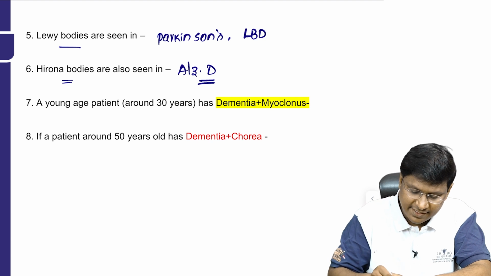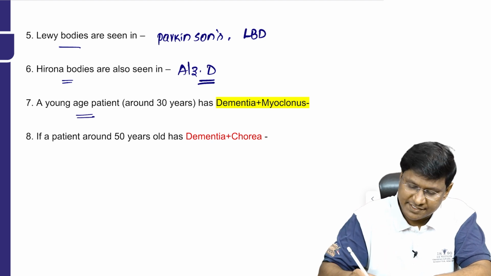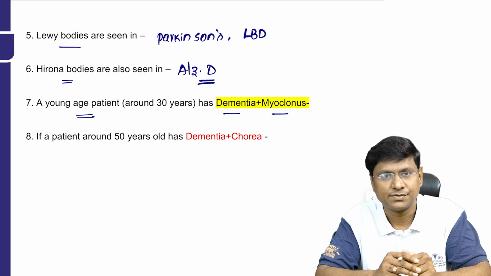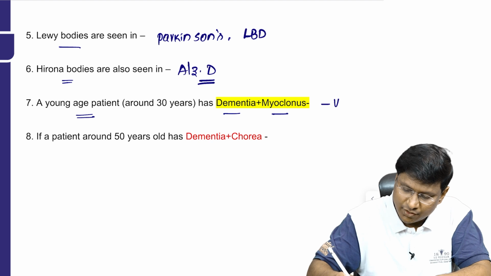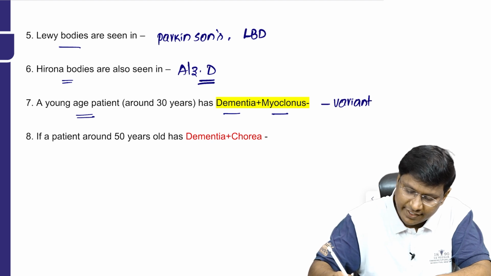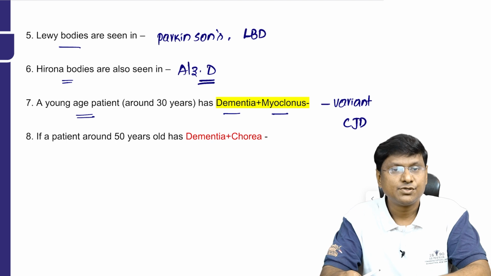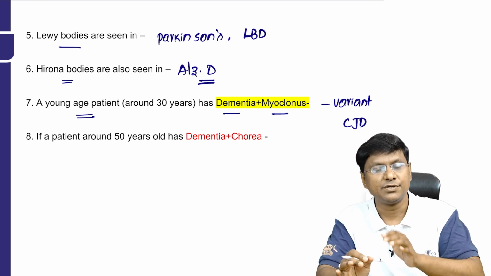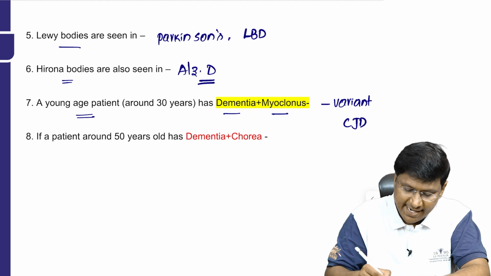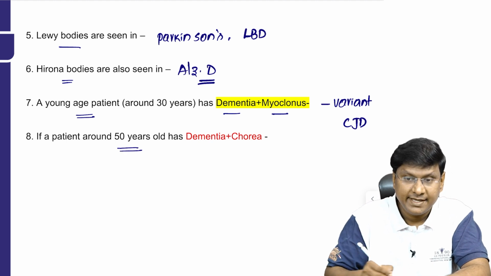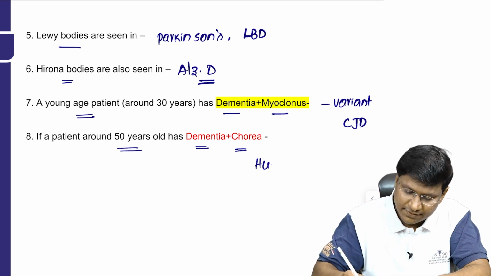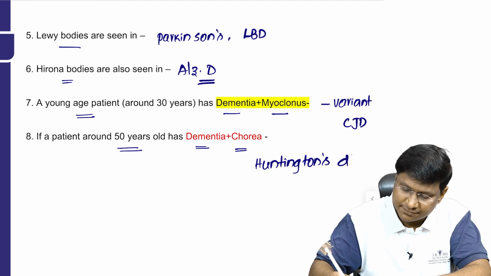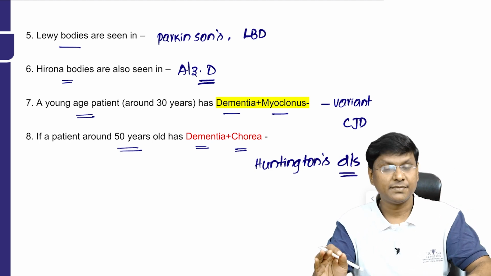Okay, and another scenario is a young patient who is presenting with dementia and myoclonus. What could be the diagnosis? That is Creutzfeldt-Jakob disease, and what type of Creutzfeldt-Jakob disease? That is variant Creutzfeldt-Jakob disease. And a patient around 50 years, along with dementia, is also having chorea. Then what is this suggestive of? This is suggestive of Huntington's disease.